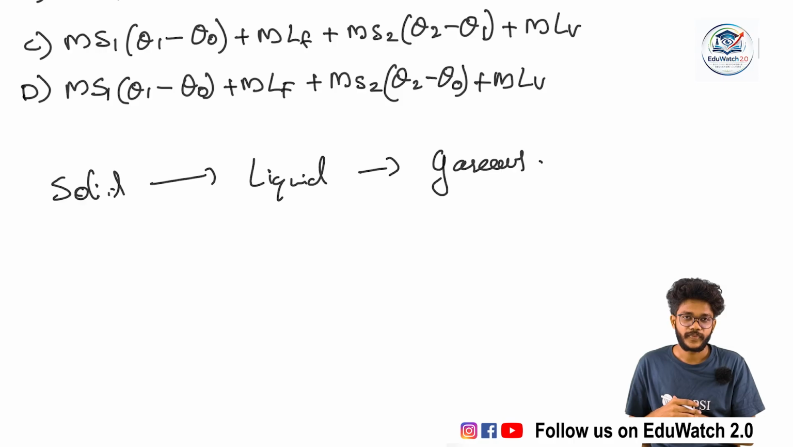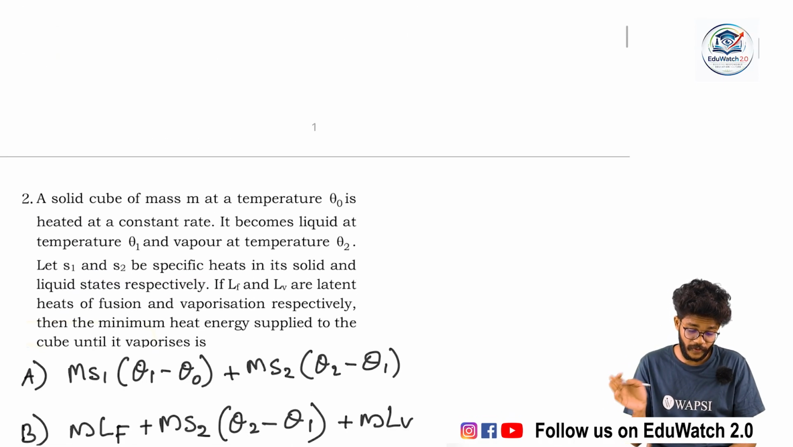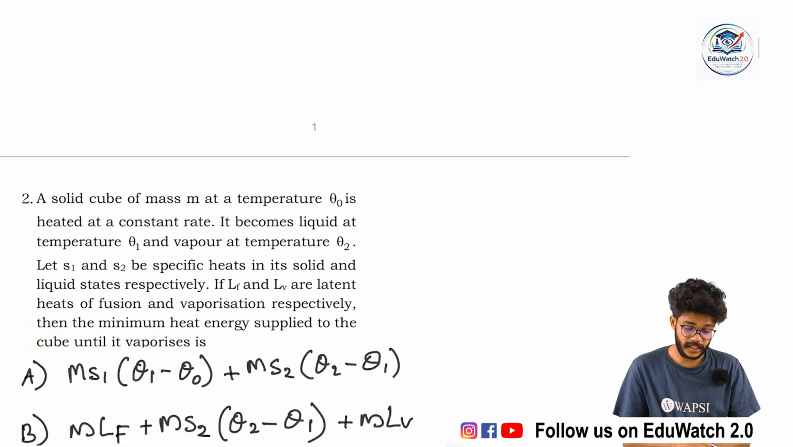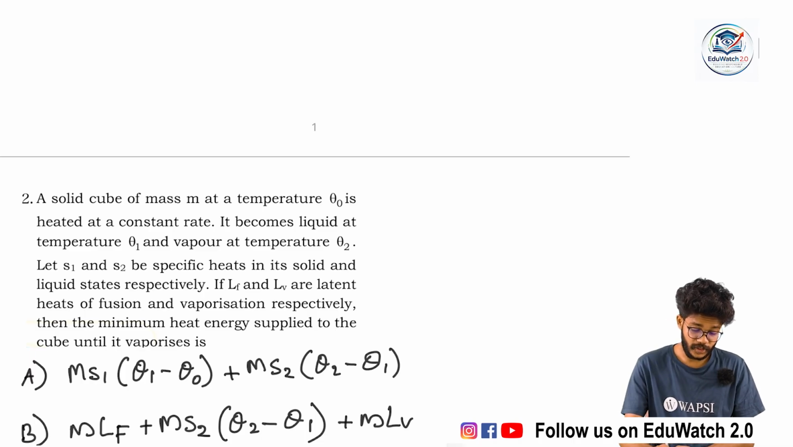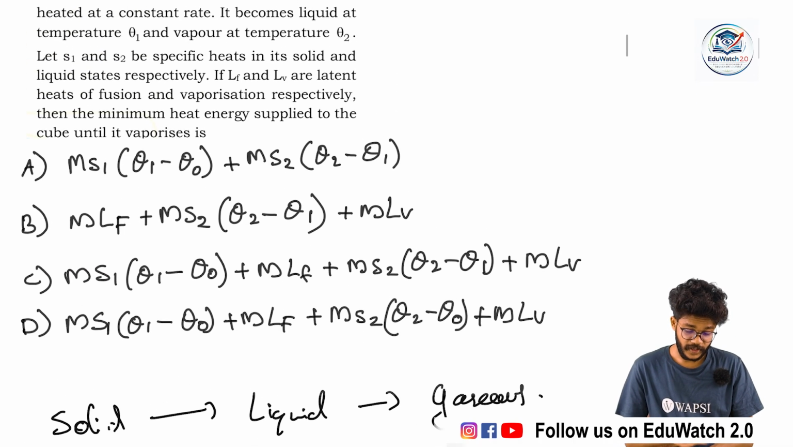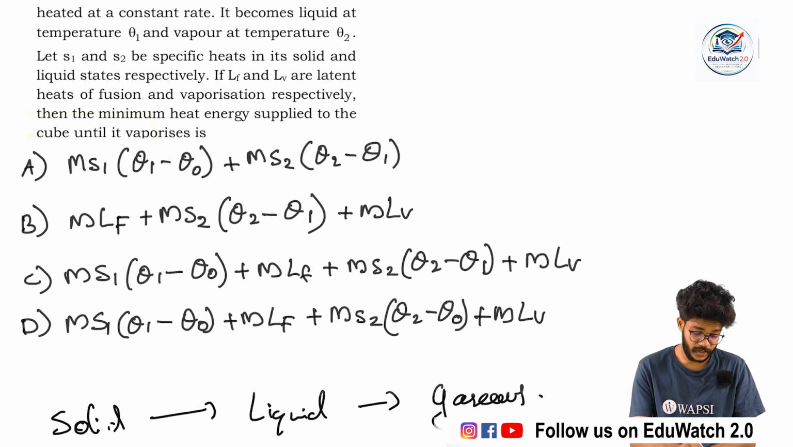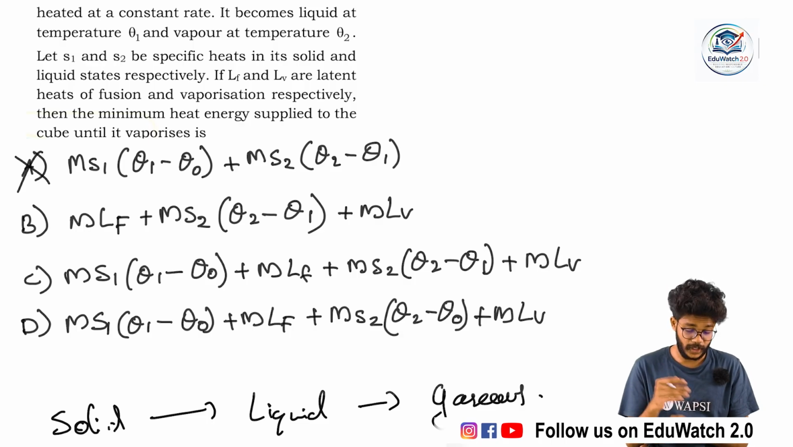So first of all, a solid cube of mass m at temperature theta 0 is heated at a constant rate and becomes liquid. So what we have to do, first of all, is we want the latent heat of fusion, MLF. Yes, there is MLF in the 3 equations. So the first equation can be neglected, and we want the temperature change with respect to the specific heat.